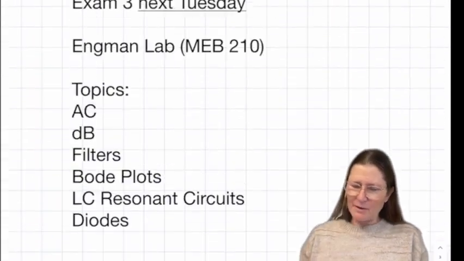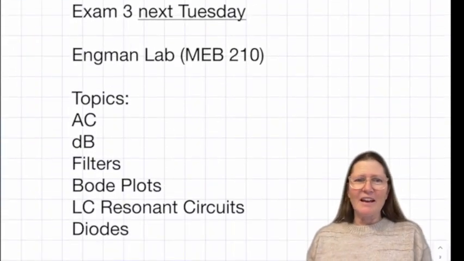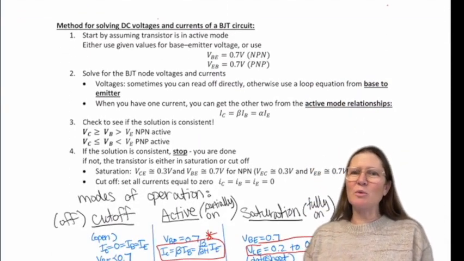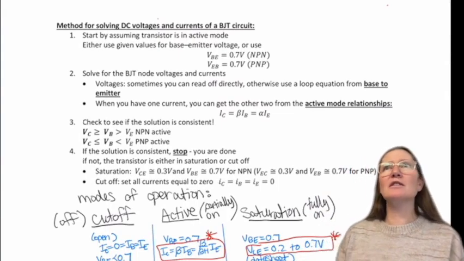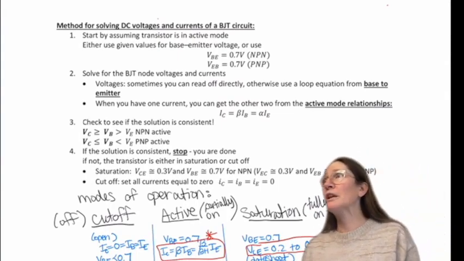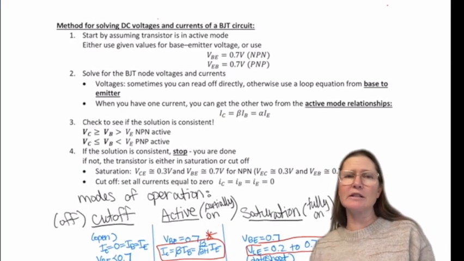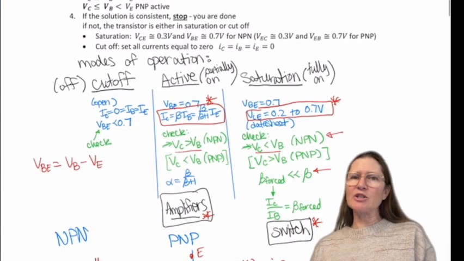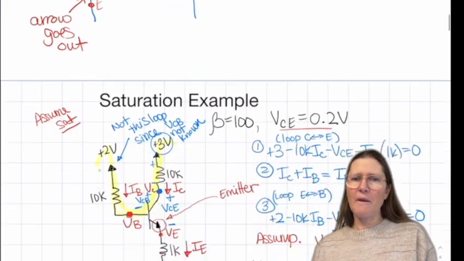Well, I guess I'll back up. Going back to solving a circuit with a BJT in it in the DC, meaning you just have a DC signal on it, you have three modes. These would be the conditions of the modes.